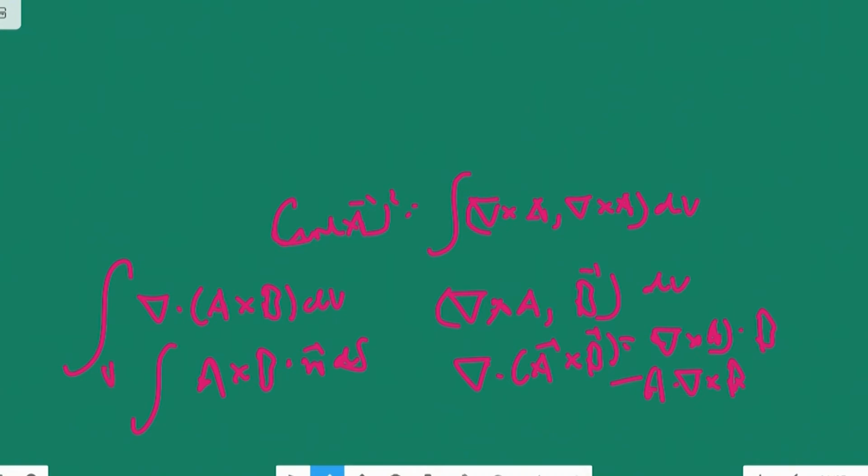If this is the cavity, then this is the boundary of the cavity, and it is integrated over the boundary. So this integral will go away, and you will get del cross A dot B is equal to A dot del cross B, right.